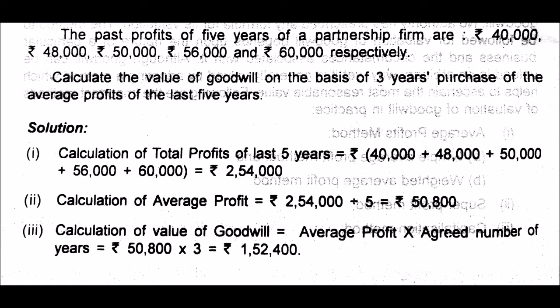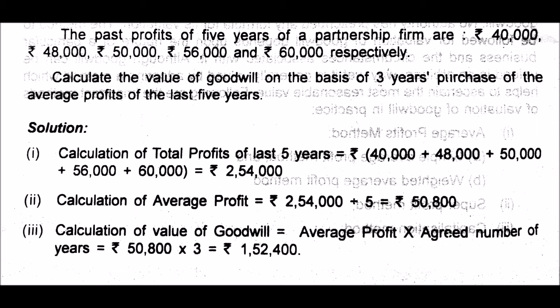So you are asked to calculate the value of goodwill on the basis of 3 years purchase of the average profits of the last 5 years. So the rule is very simple. This is goodwill on the basis of average profits. Okay, this is the first method of valuation of goodwill, that is the average profit method, the simple average profit method.